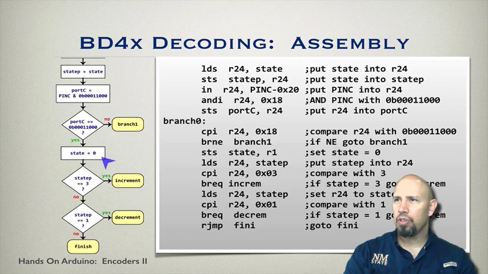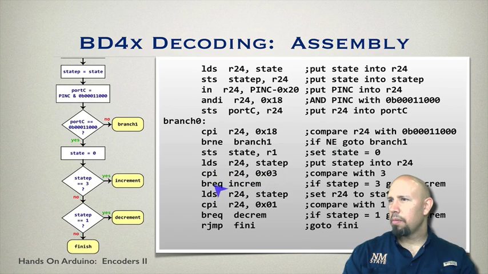So we set the state equals 0. Now we're wanting to check, is the past state equal to 3? If yes, we do this. If no, we do that. So we're going to compare now with 3. Branch if equal to increm, or we're going to go increment. I'm going to call that sub code increm. So basically, if state P is equal to 3, go to increm.